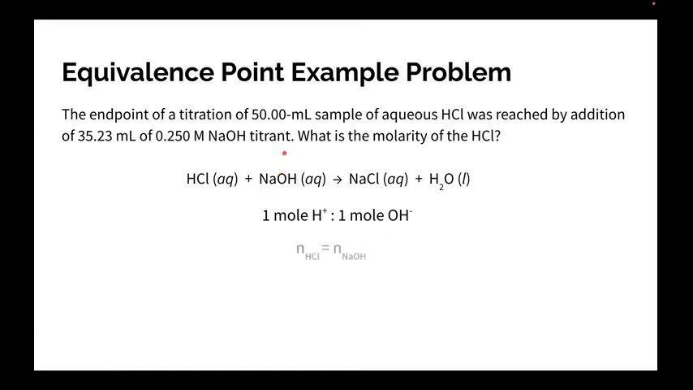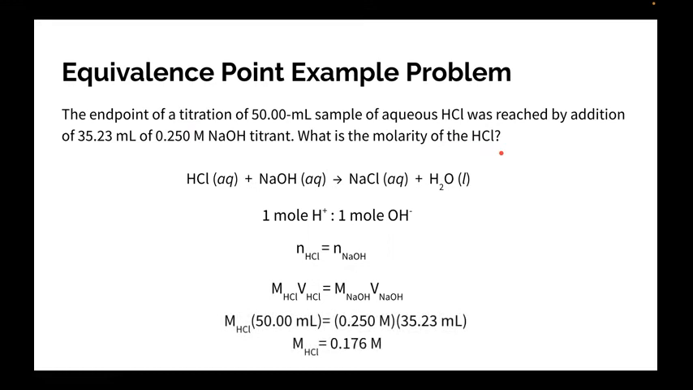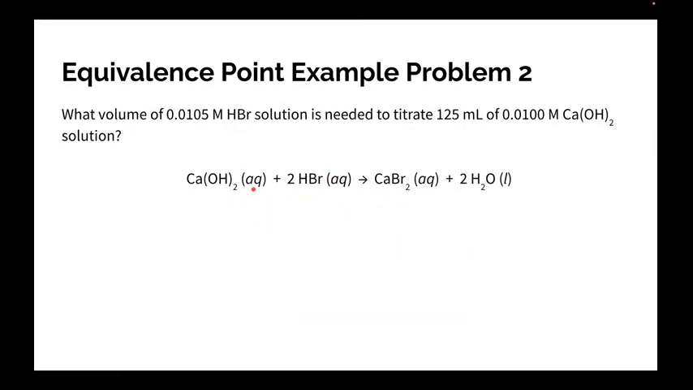Now that I've decided that my ratio of H plus to OH minus is 1 to 1, we proceed with our normal setup. I know that my moles of HCl have to equal my moles of NaOH at my endpoint or my equivalence point. So I plug in my molarity of HCl times my volume of HCl is equal to my molarity of NaOH times my volume of NaOH, and I'm interested in the molarity of HCl. So I plug in everything else, and when I solve, my molarity of HCl is equal to 0.176 molar. That means I have now solved for the concentration of my unknown because I know specifically at the endpoint, aka equivalence point, I know my ratio of how much H plus I have for how many moles of OH minus I have.